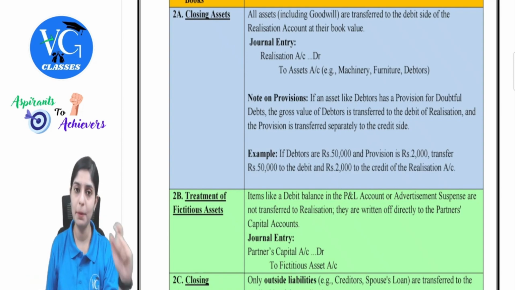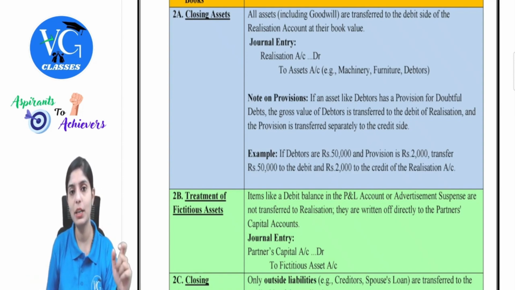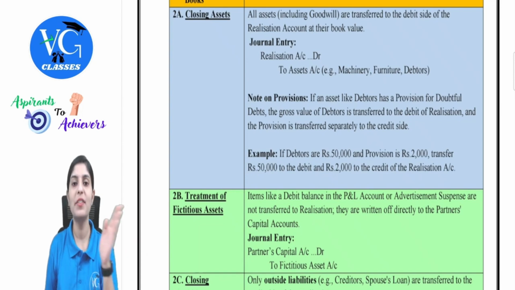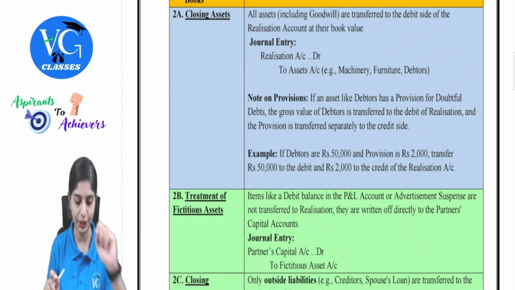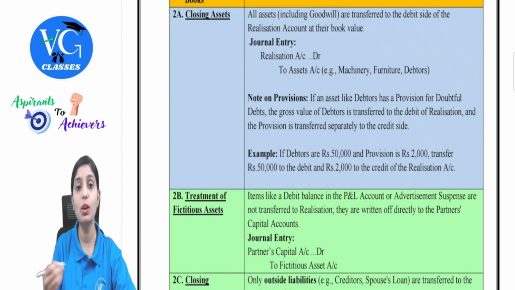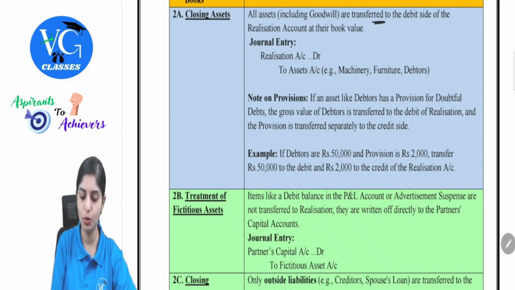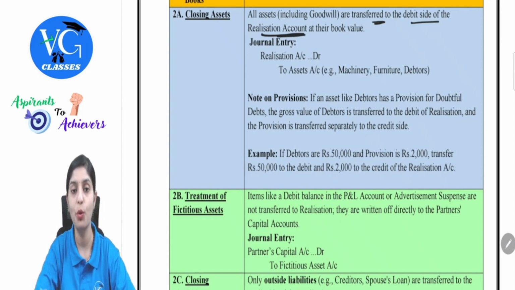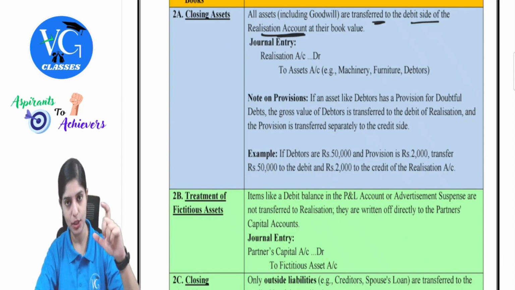Goodwill definitely had a separate impact, separate treatment in other units. But when it comes to dissolution, it will be treated at par with normal assets. Be very clear with this point. So all assets, including goodwill, are transferred to the debit side of the realization account at their book value. Book value is nothing but what value is represented in the balance sheet.